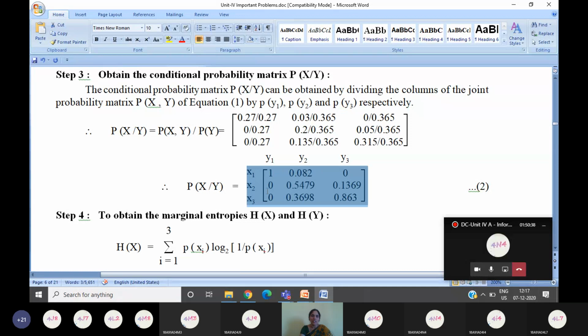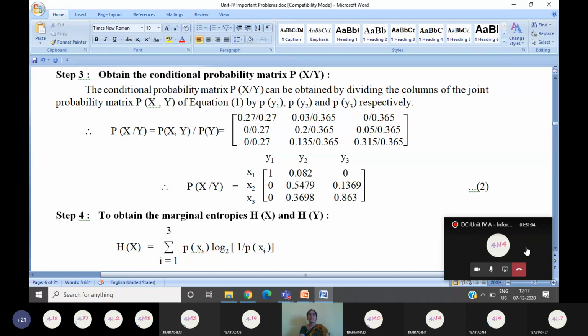Now finally you obtained P of x by y as P of xy divided by P of y. So while dividing, divide the first column elements with P of y1, second column elements with P of y2, and third column elements with P of y3. Now finally you obtained P of x by y. Now how can you check that your answer is correct?